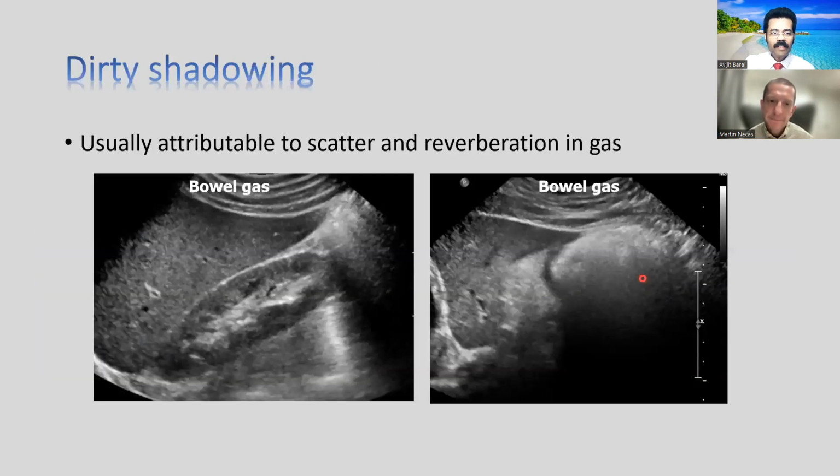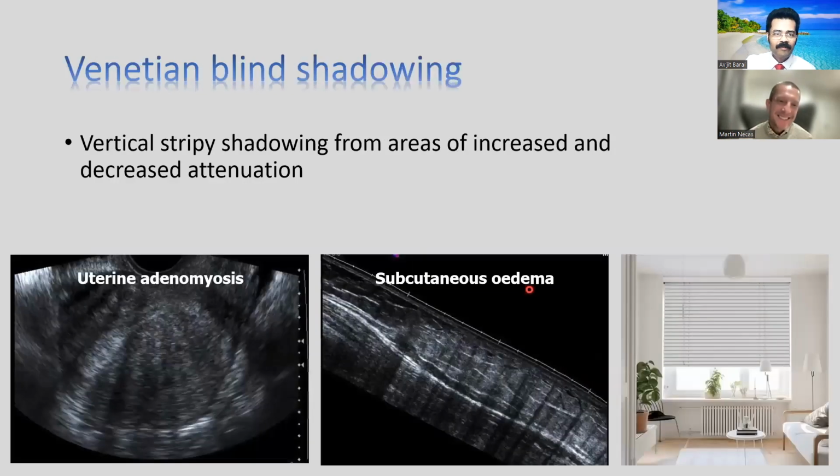Excellent. Thank you. And you talked about dirty shadowing as well. Yes, so dirty shadowing and partial shadowing probably are the same thing. Dirty shadowing is often described in association with bowel gas. So there can be actually a combination of artifacts there. There can be some reverberation, some shadowing, sometimes even a ring down, and the combination in the literature sometimes is referred to as dirty shadowing because it's non-uniform. So hence the term dirty. Yes, perfect. Thank you.